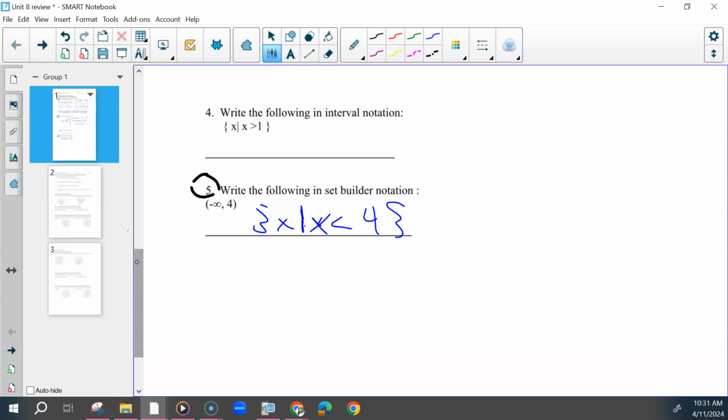Other questions on this page? 4. Okay. So now this one's interval notation. We have x is greater than 1. So if I was thinking about that on a number line, I'm starting at 1. It's strictly greater than, so that's going to be a parenthesis, 1. Greater than 1, where would it stop?